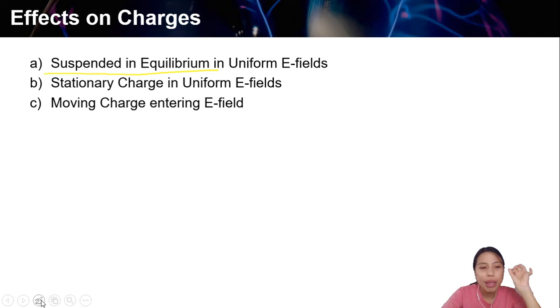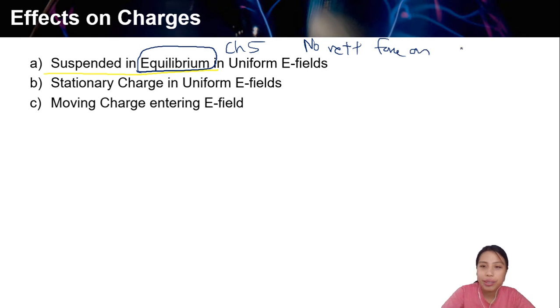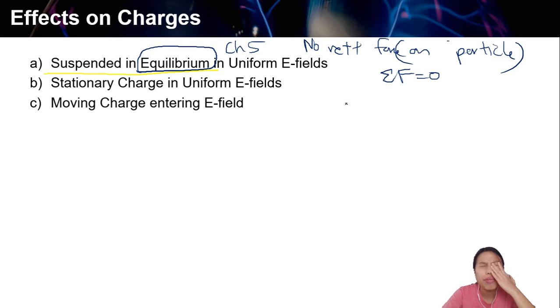Equilibrium. That name is very familiar. Where did we see equilibrium before? Equilibrium comes from chapter 5. Basically, it means no net force on the particle. So net force is 0. We also remember in chapter 5 we talked about no net torque, but in this case the particles are just particles, so you don't need to worry about the net torque part. Just know that equilibrium means no net force.